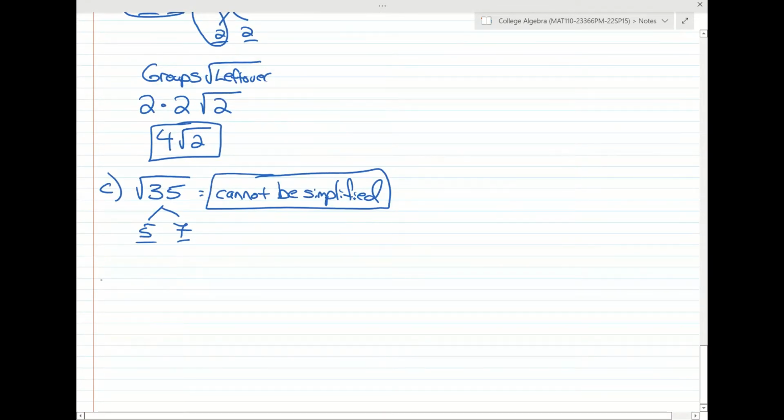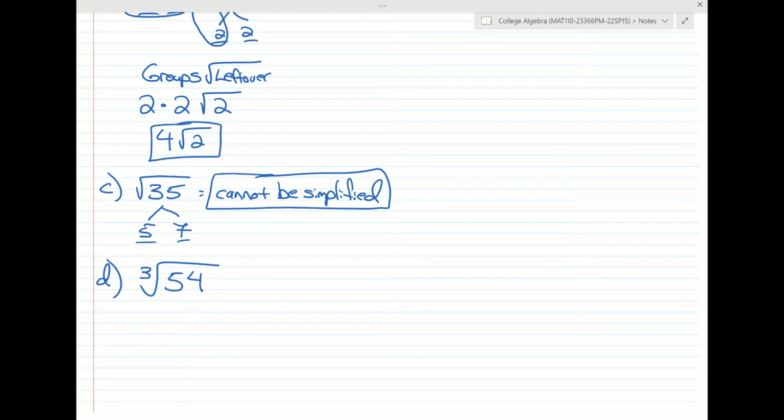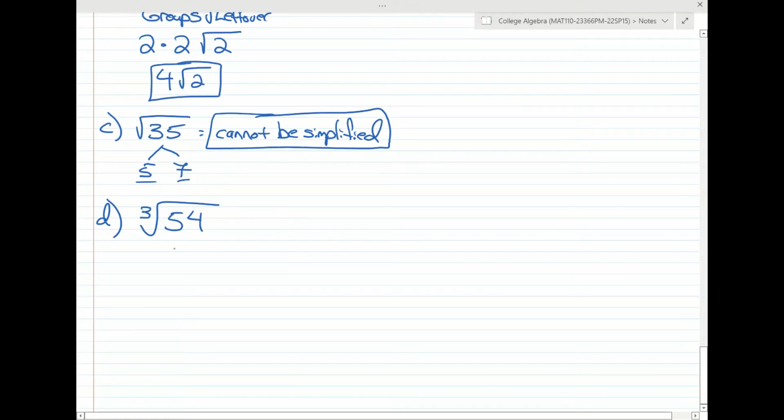We'll do a couple more, and then we'll throw some variables in here. What if we had the cubed root of 54? The index tells you how many have to be in the group. We have to have a group of 3 here instead of 2. So is there a perfect cube that goes into 54?